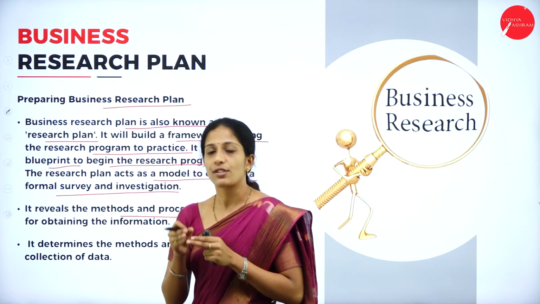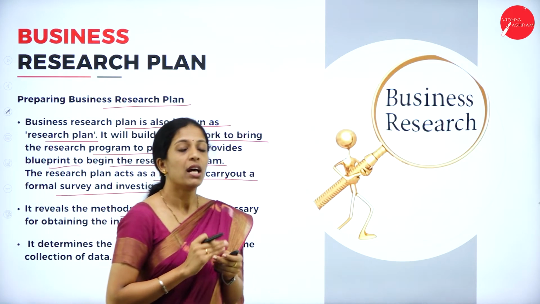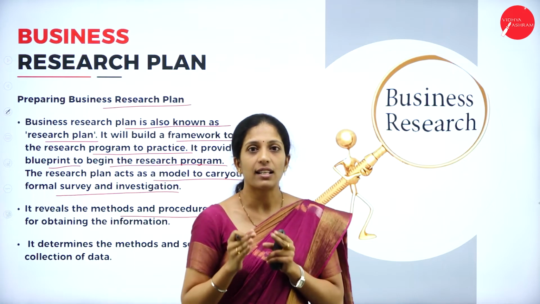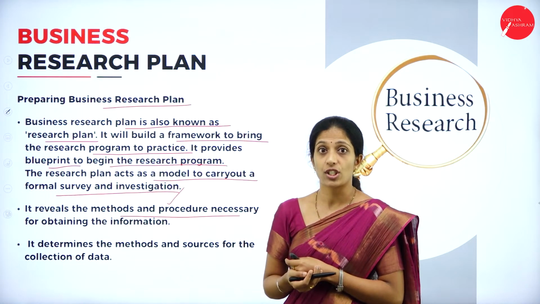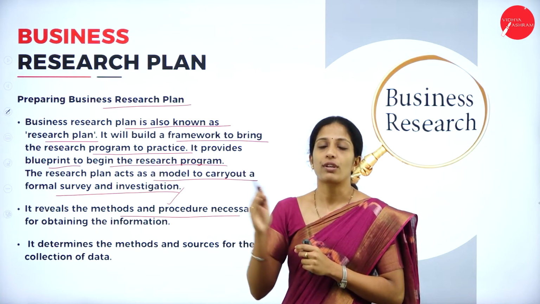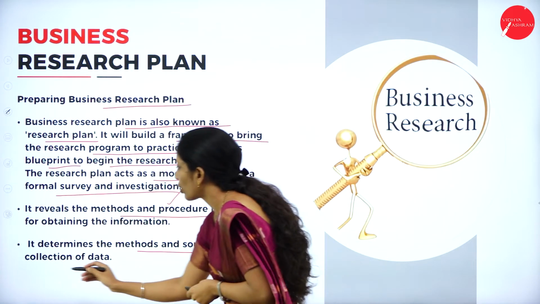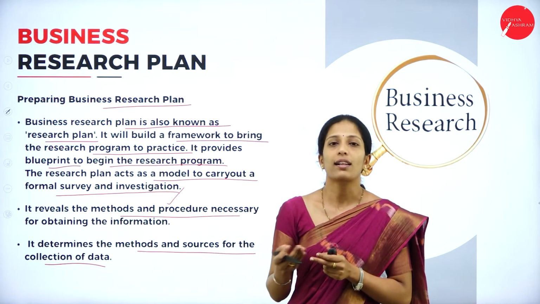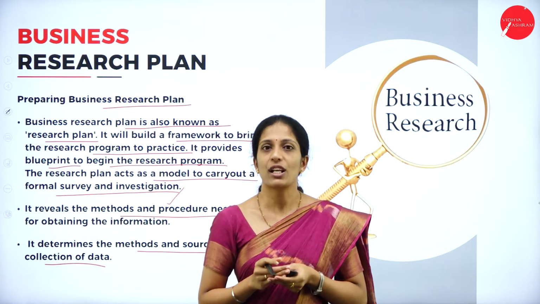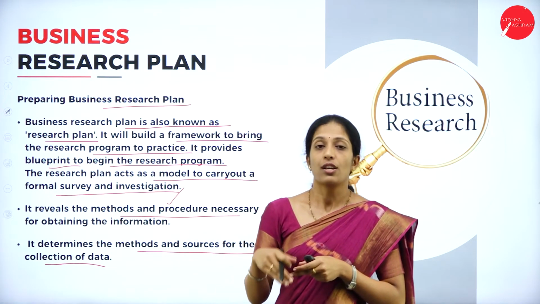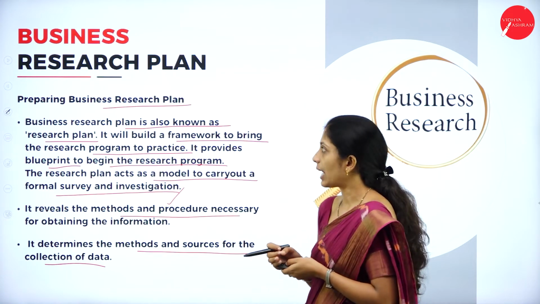So, in a research problem, we have to collect the information in order to solve that problem, right? If the research plan is decided in advance, it reveals the methods. What are the methods and procedures to be followed in order to achieve that plan? It determines the methods and sources for collection of data. So, what are the various sources for collecting the data? The data can be collected through primary or through secondary sources. So, here it decides in advance where the data can be collected.